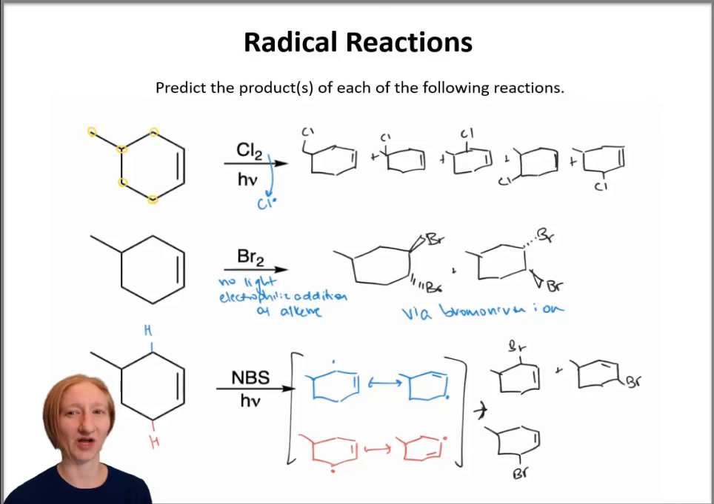And of these 4 products, the one with the most substituted alkene will form as the major product. But here, in this case, all of the alkenes are disubstituted, so all will form here in nearly equal amounts.